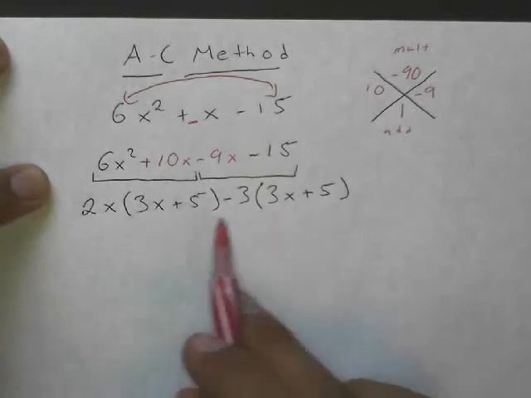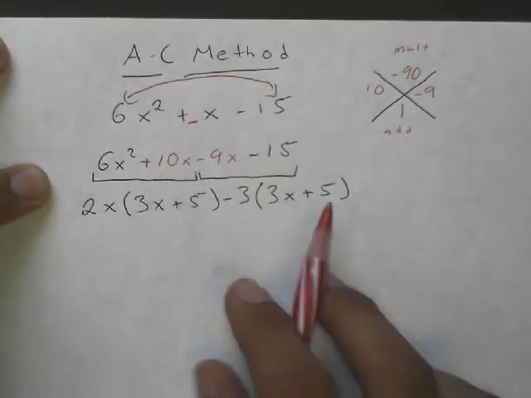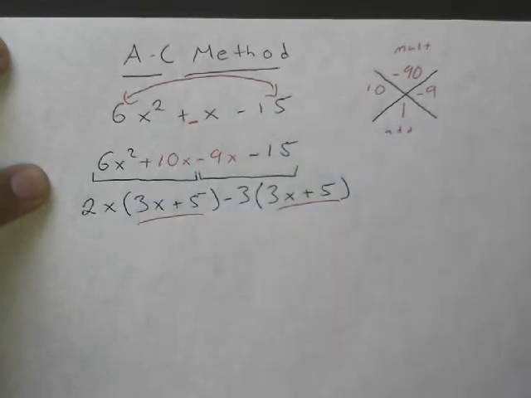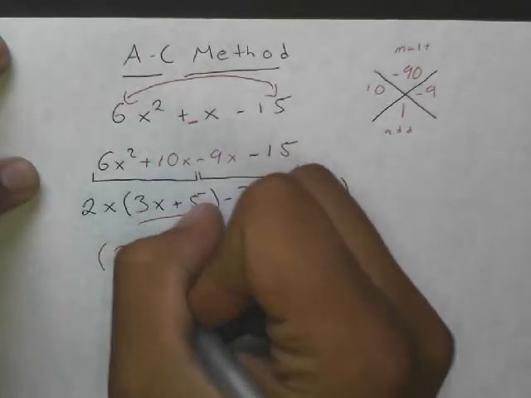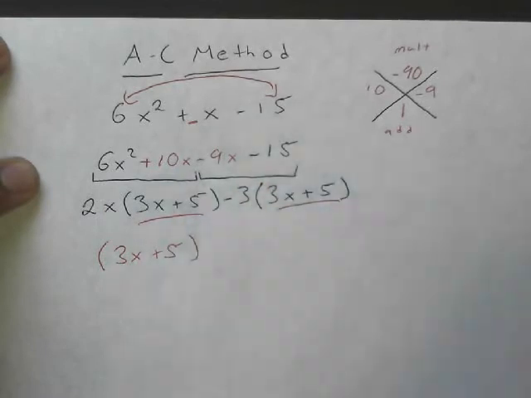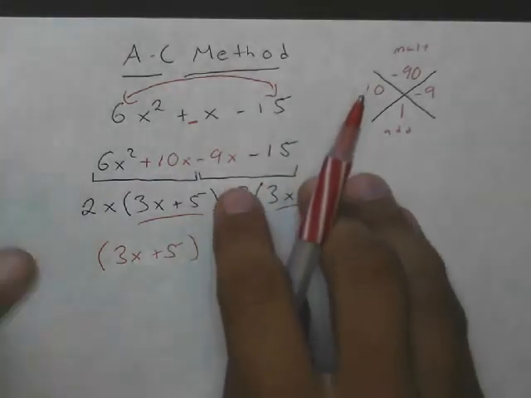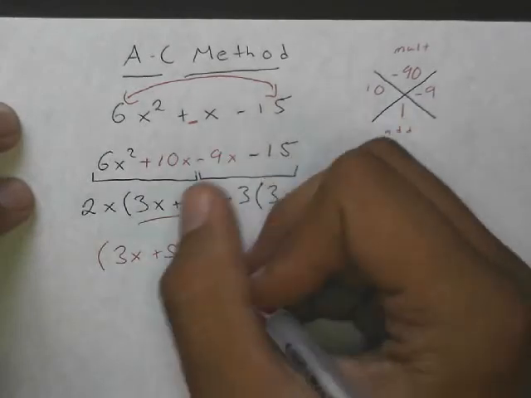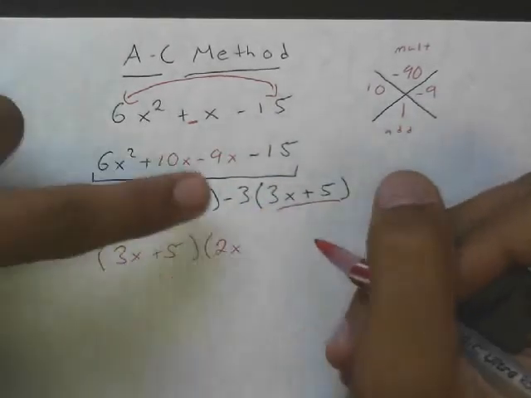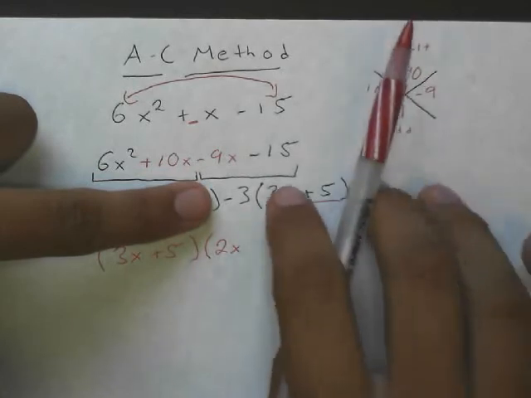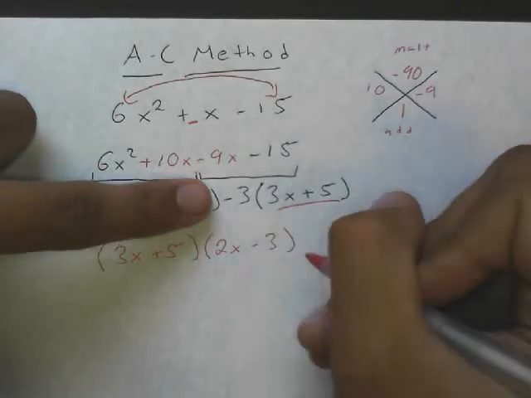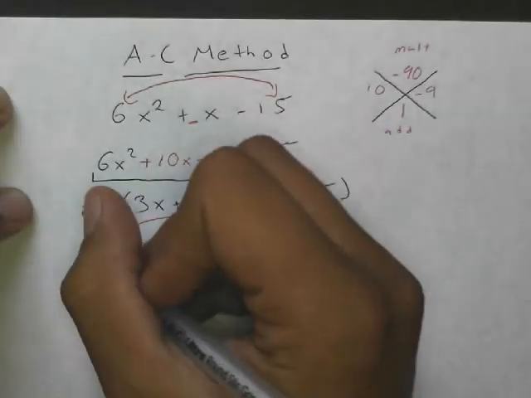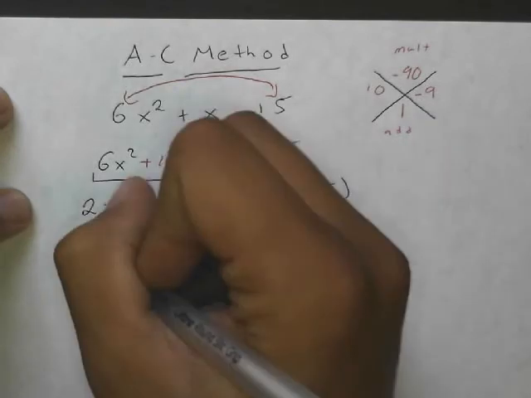Now notice, again, I have this term and this term. What do they share in common? The 3x plus 5, which I can then factor out, just like factor by grouping. So I take the 3x plus 5 out. What am I going to have left? Well, this first term, if I take that out, I'm just left with a 2x. Of the second group, if I take that 3x plus 5 out, I'm left with a minus 3. Now, this is my final product.